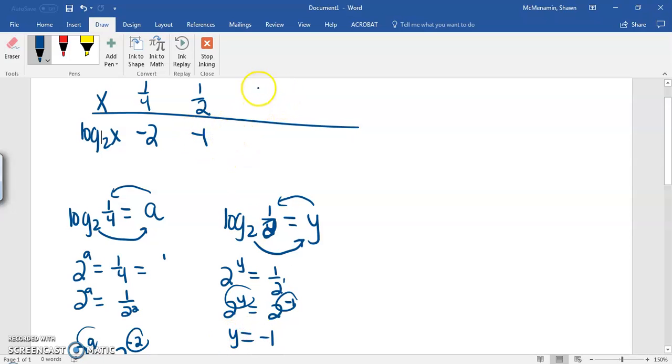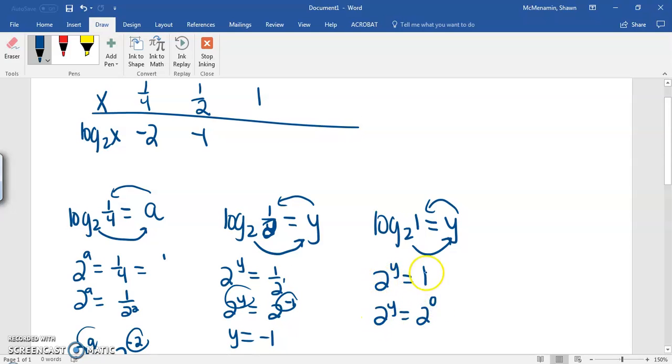The next one is 1. So then you have log base 2, and then instead of writing x, you write what x is, which is 1. We don't know what it equals, so make it equal to a variable like y. So now you have 2 to the y equals 1. Now, 2 raised to the 0 would be 1, right? Anything raised to the 0 gives you 1. And you see now the bases are the same. Using the equality or one-to-one property, you can see that y is 0.